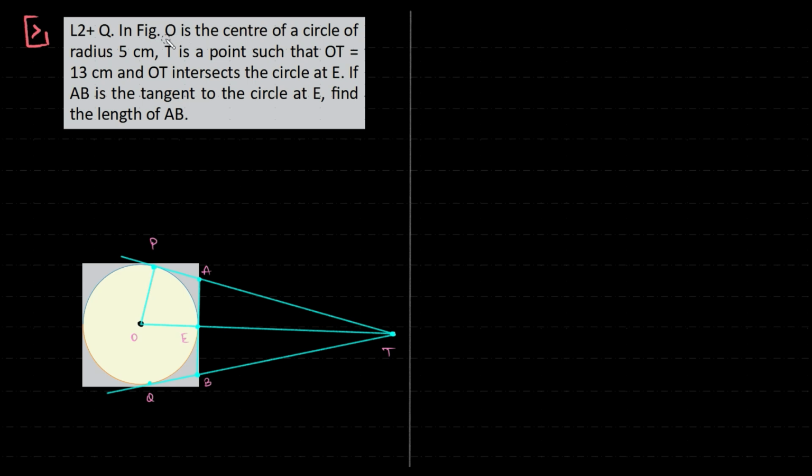In the figure, O is the center of a circle of radius 5 centimeter. So we have this circle and this is 5 centimeter. Let's add that information to the diagram. Then we have T is a point such that OT is equal to 13 centimeter. So this is 13 centimeter.